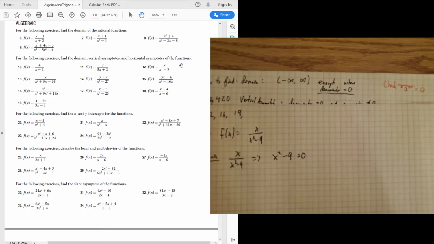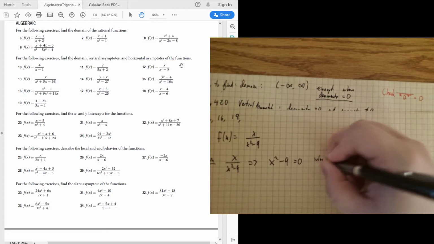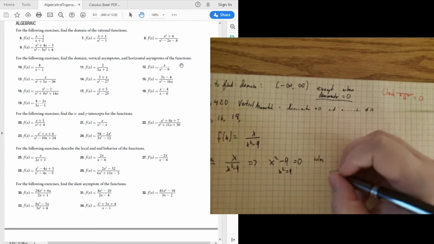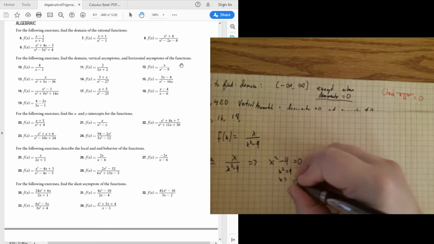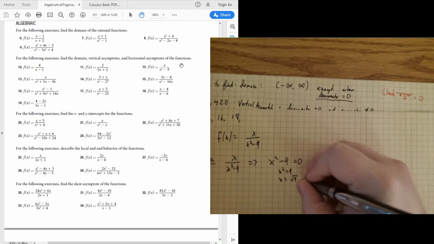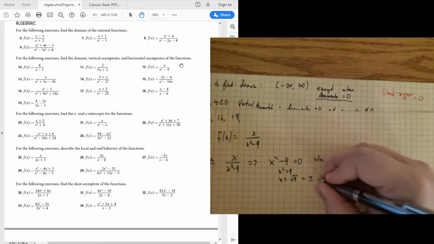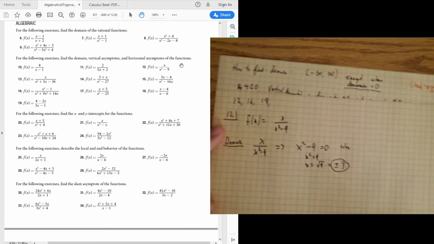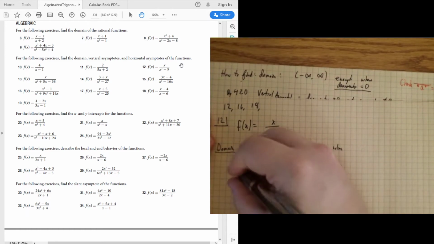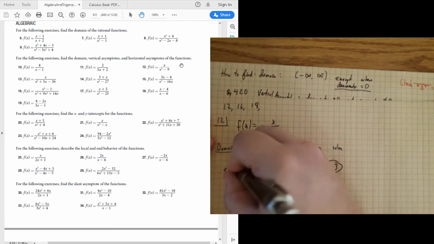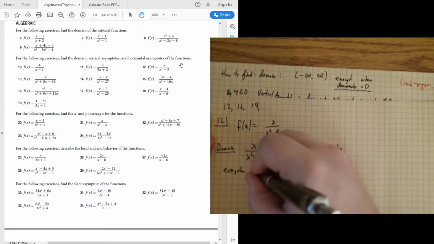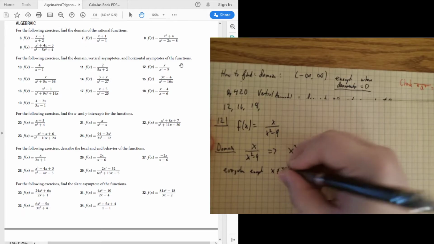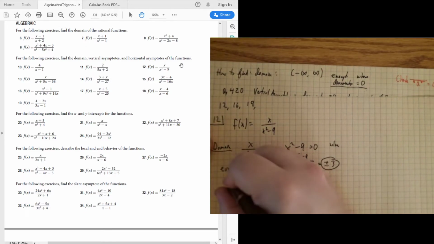And so what do we do? I now need to solve. I'm going to add 9 to both sides. I get x squared equals 9. I then square root both sides. I get x equals the square root of 9. Remember, when you take a square root, you get two answers, a positive and a negative, which means mine are plus or minus 3. So the question is, what's the domain? Well, it's everywhere except plus or minus 3.